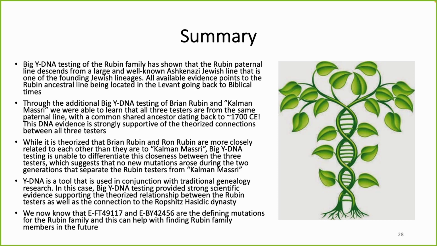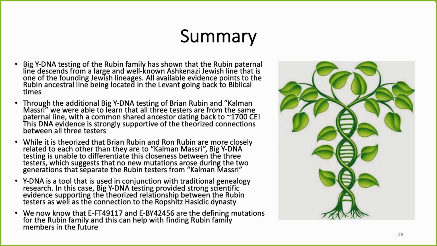Now, again, I wanted to highlight that the third point is important. While it is theorized that Brian and Ron are more closely connected to each other than Kalman, the big Y DNA testing is unable to differentiate that closeness between the three testers. And what that suggests is that there were just no new mutations that arose during the 2 generations that separate the Rubin testers from Kalman Mastri.